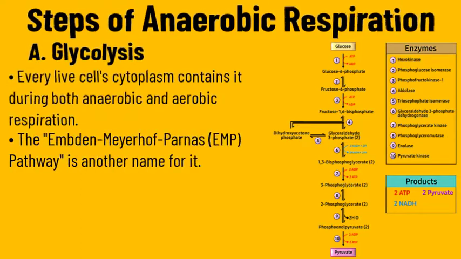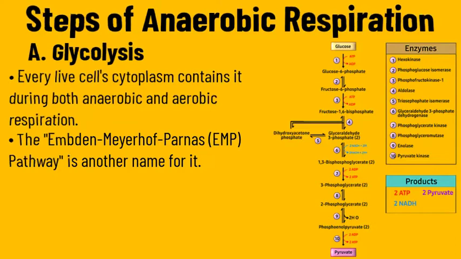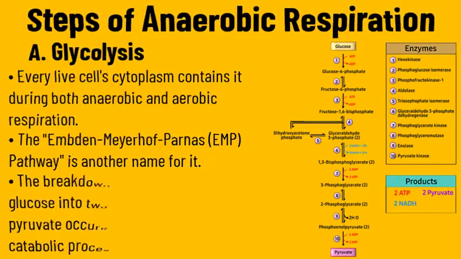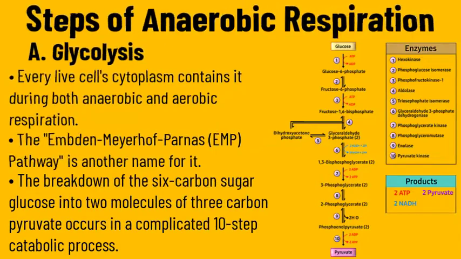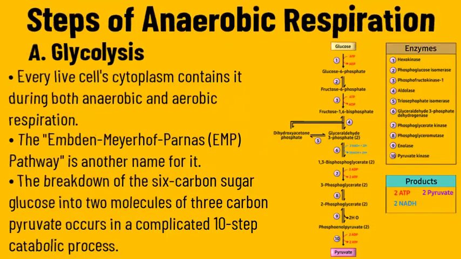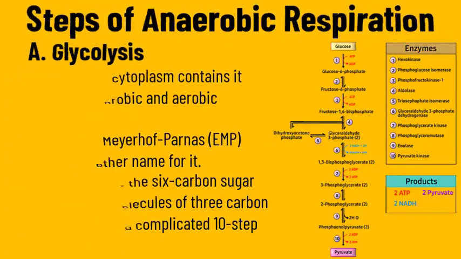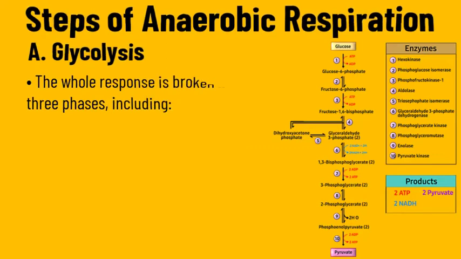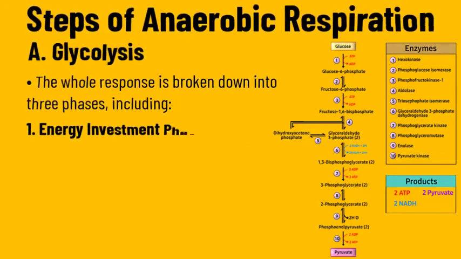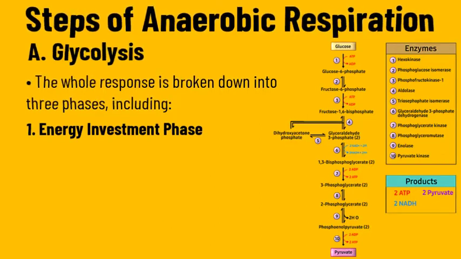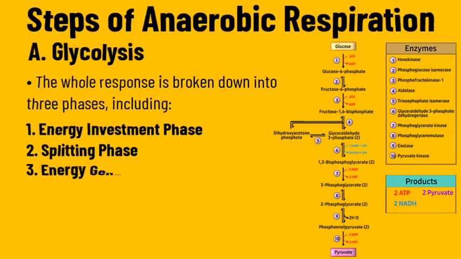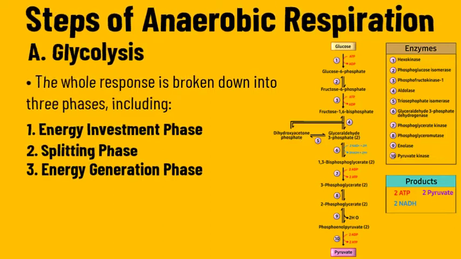The Embden-Meyerhof-Parnas, EMP, pathway is another name for it. The breakdown of 6-carbon sugar glucose into two molecules of 3-carbon pyruvate occurs in a complicated 10-step catabolic process. The whole response is broken down into 3 phases, including Number 1, energy investment phase. Number 2, splitting phase. And number 3, energy generation phase.